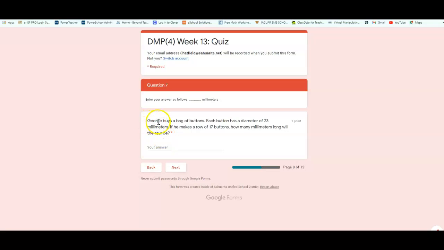Question 7. George buys a bag of buttons. Each button has a diameter of 23 millimeters. If he makes a row of 17 buttons, how many millimeters long will the row be? Again, enter your answer as follows, blank millimeters, or you could also use mm. That's the abbreviation for millimeters.